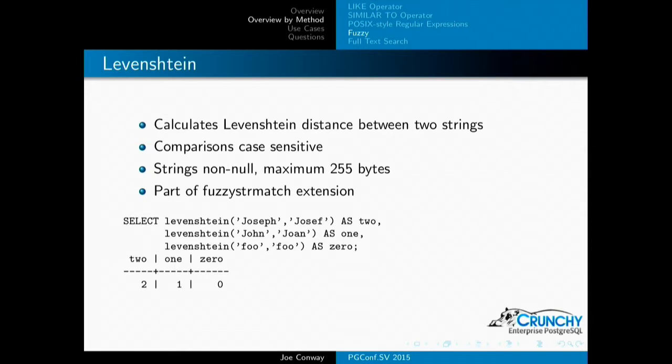Levenshtein is an algorithm that calculates the distance between 2 strings, and it does that based on character position. So characters that match in the same position basically don't count, and positions that don't match do count. This is a case-sensitive operation, and it's limited to 255 byte strings. So again, if I use that same string, Joseph and Joseph, because it doesn't match in this 5th position, that's 1, and because this one doesn't even have a 6th position, that's a 2. John and Joan are going to be just 1 different, and foo and foo, obviously, there's no difference.